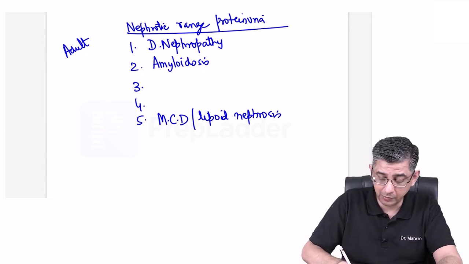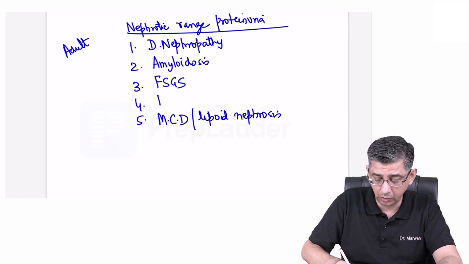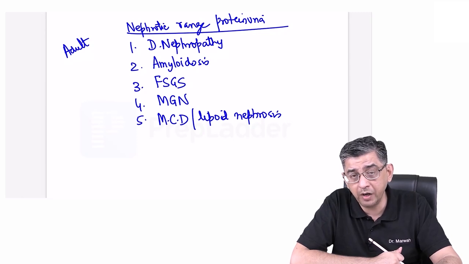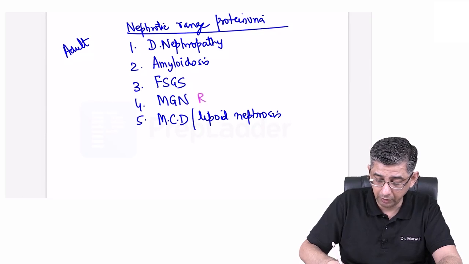Then other causes which I expected you to say was important cause of nephrotic syndrome in adults, focal segmental glomerulosclerosis. Then another cause of nephrotic syndrome in geriatric age population, that is membranous glomerulopathy. Yes, the one which is also associated with renal vein thrombosis.